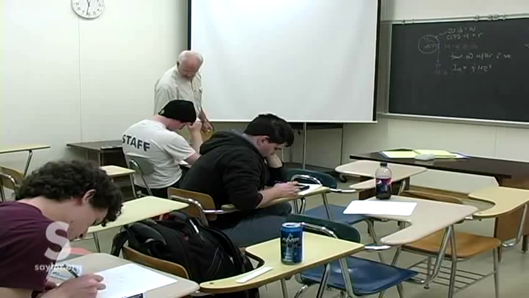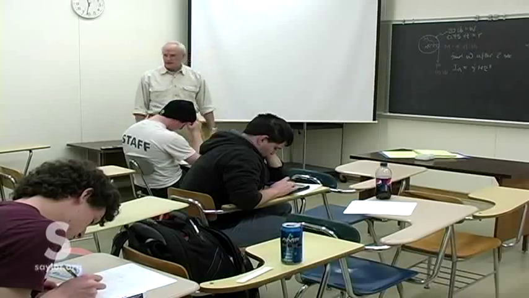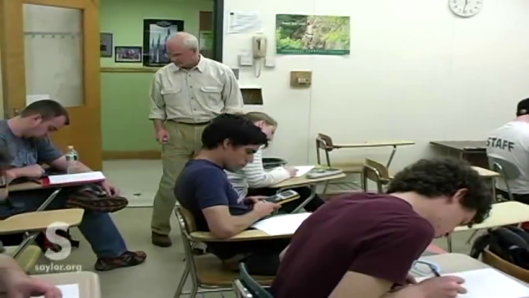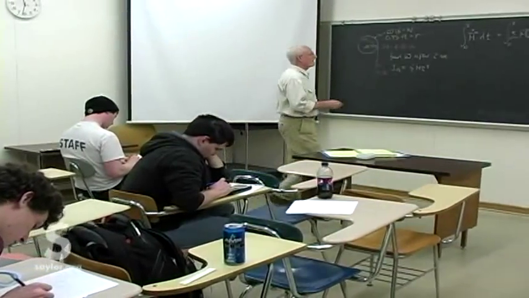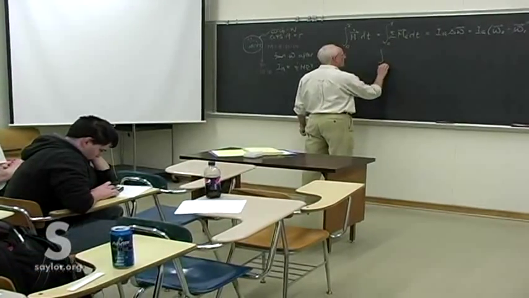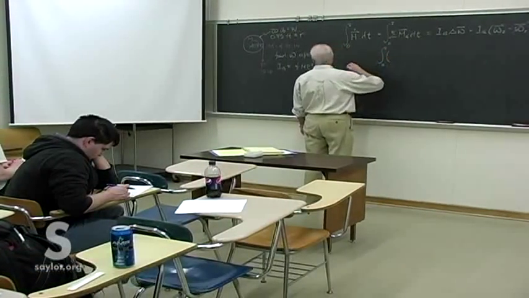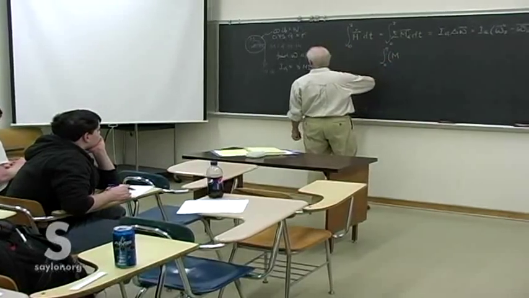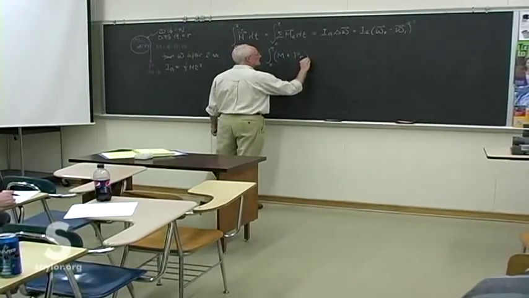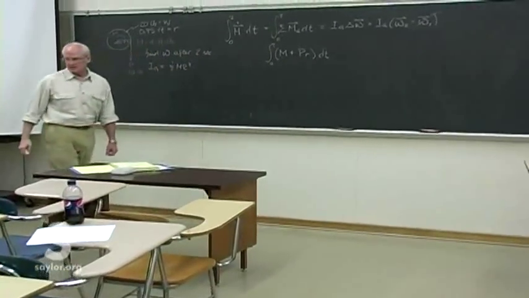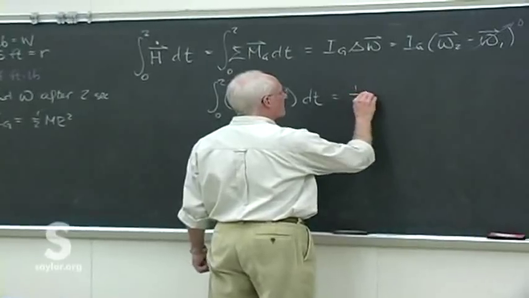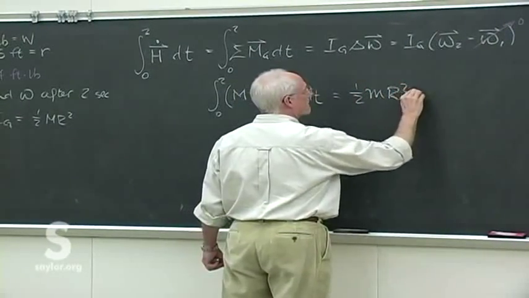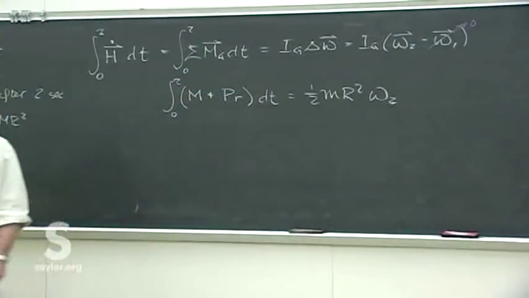Sum the moments, integrate them with time, which is easy, they're all constant in this. And then that's equal to Ig omega 2. We sum the moments, they're both in the same direction. Both constant, so that's a fairly easy integral to do. And then you can find then omega 2.